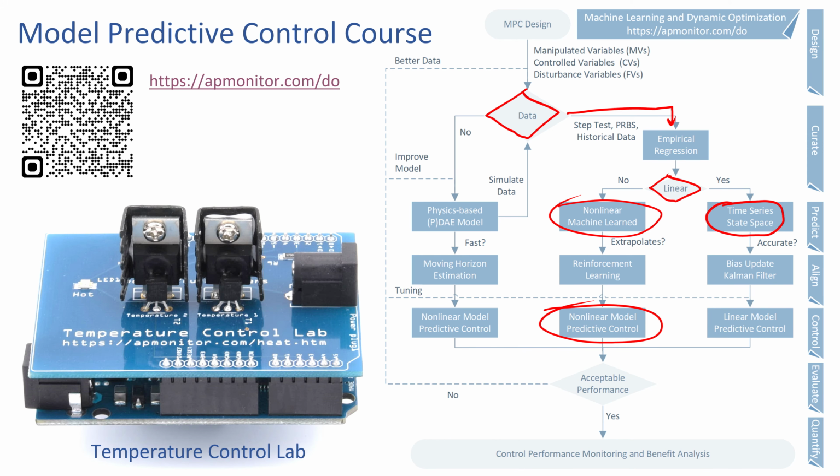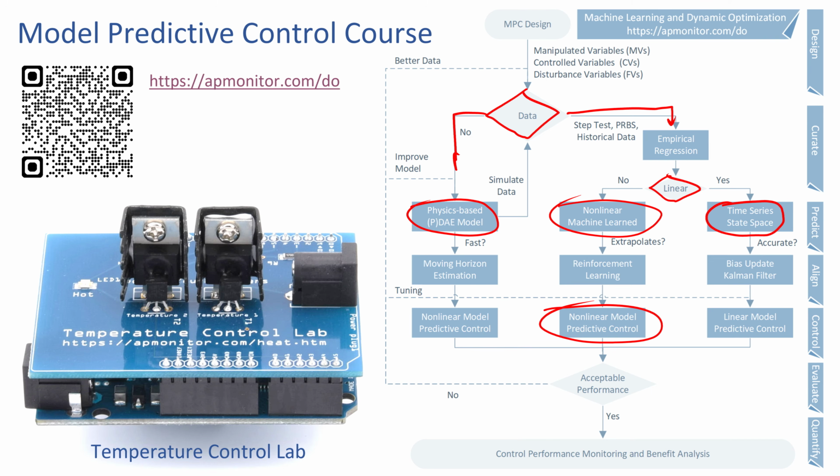So different routes here. If you don't have data, you might take a physics-based, a differential algebraic equation model, partial or ordinary differential equations, maybe do moving horizon estimation with that, and then nonlinear model predictive control, or linearize it and then come back to a linear approach like a state space model. Okay, so this is the course. It talks about designing the application, curating the data, predicting, estimating or aligning, and then controlling.